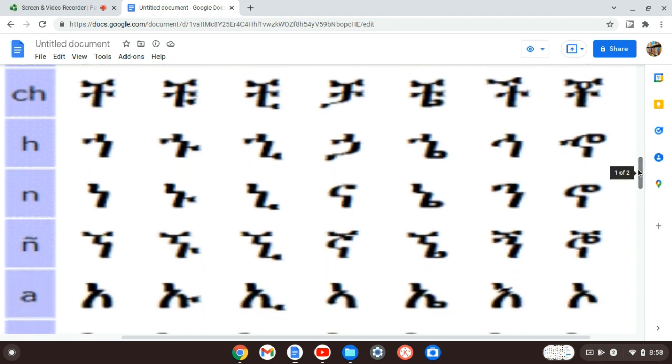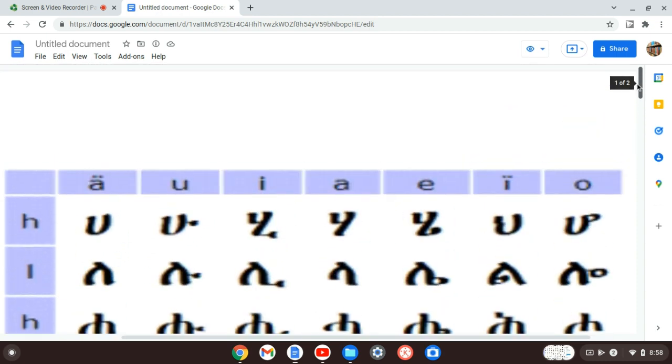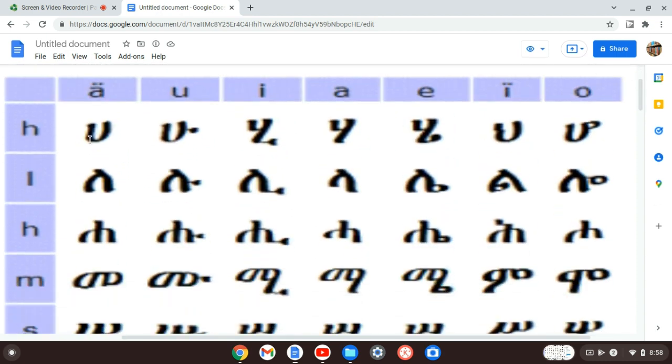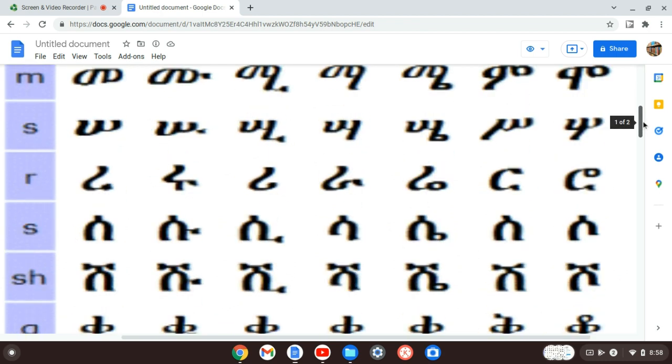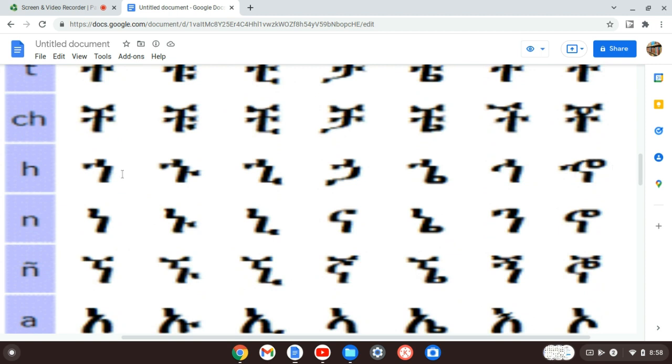So, the next set of letters are ha. By the way, you pronounce them the same way as these. This ha over here and this ha over here, you pronounce them the same way. And then over here, you have another ha, you can use them interchangeably as well.